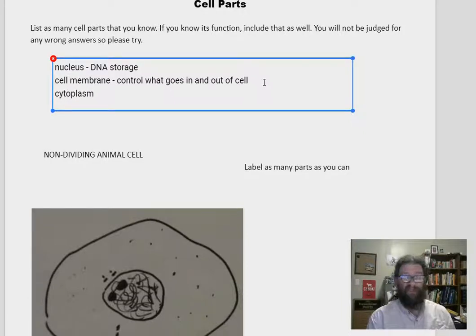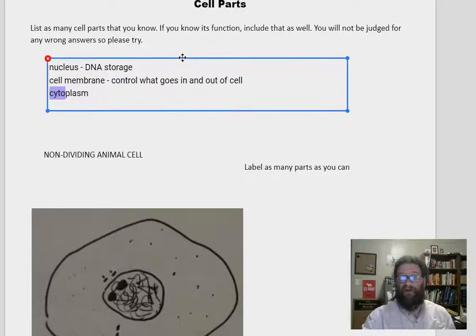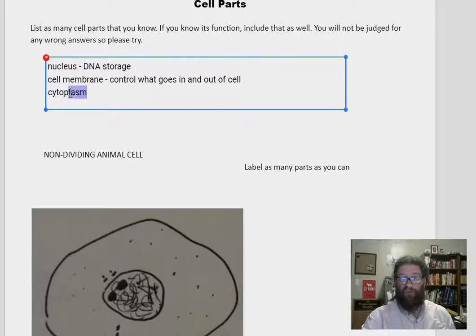Let's see, cytoplasm. Literally, cell stuff. Cyto, C-Y-T-O, that is the prefix for cell. Oh, don't move the whole thing, just highlight the part that I want. There you go. Plasm, like plasma, this is stuff. This is where most metabolism takes place.